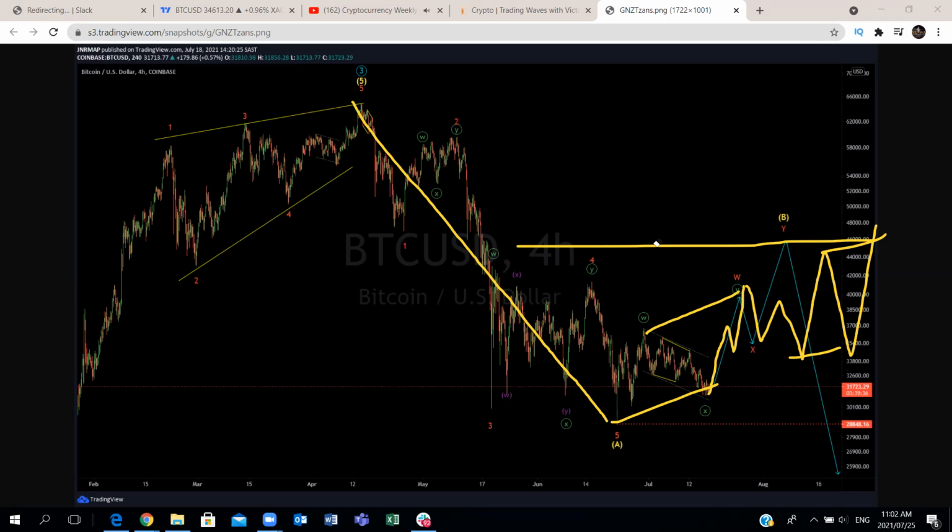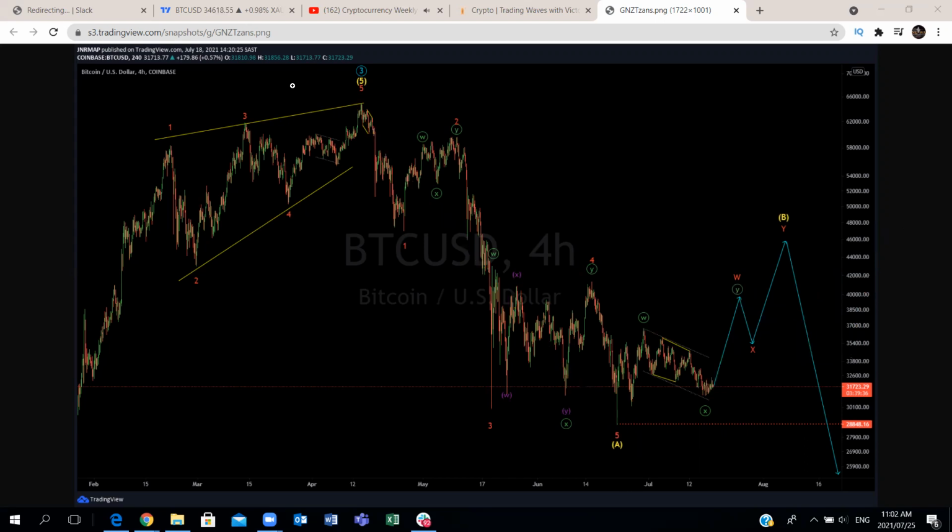Okay, I hope that is not confusing if I just label that. So this is A in the yellow degree. This will be the 50% of this whole A, the retracement here, 50% of this retracement of this whole move. So that's why we're expecting a double correction here in the red degree.